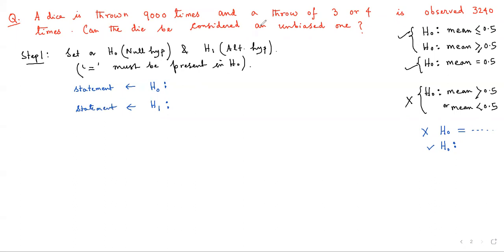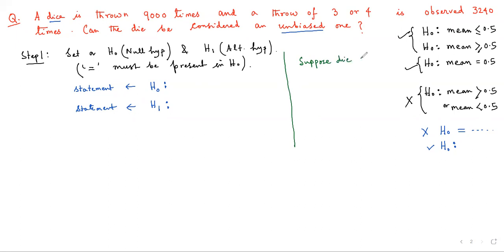Now, what is the statement? What am I testing here? I'm testing the die. We are interested in finding whether the die is unbiased or not. First of all, suppose the die is unbiased.